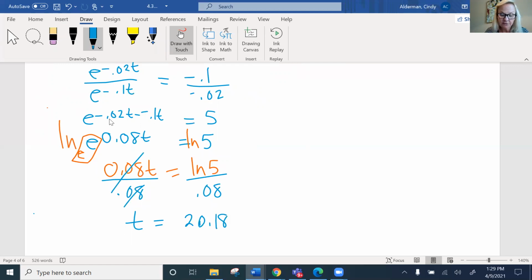Now, let me read what they're asking you. When is photosynthesis occurring the fastest? Well, it's occurring the fastest at 20.12 days, because that's the max. Also, notice that there's only one answer instead of two answers. So this is the only critical point.